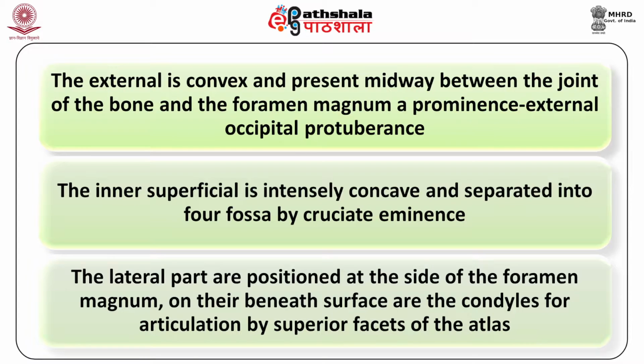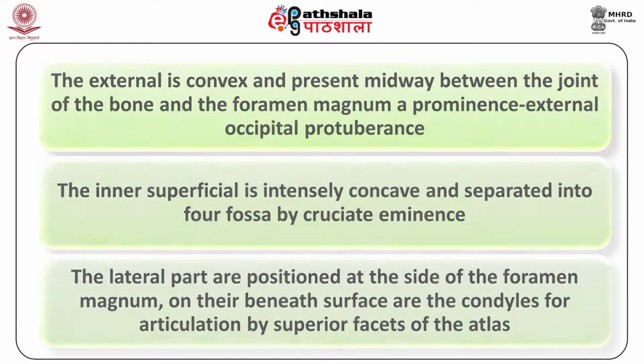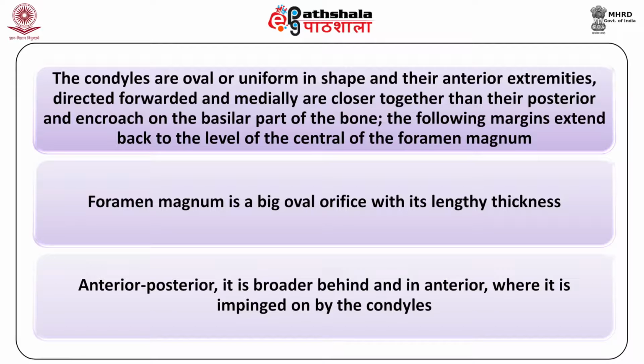The inner surface is concave and separated into 4 fossae by the cruciate eminence. The lateral parts are positioned at the side of the foramen magnum. On their underneath surface are the condyles for articulation with the superior facets of the atlas, the first cervical vertebra. The condyles are oval in shape and their anterior extremities are directed forwards and medially, closer together than their posterior ones, and encroach on the basilar part of the bone. The margins extend back to the level of the center of the foramen magnum.